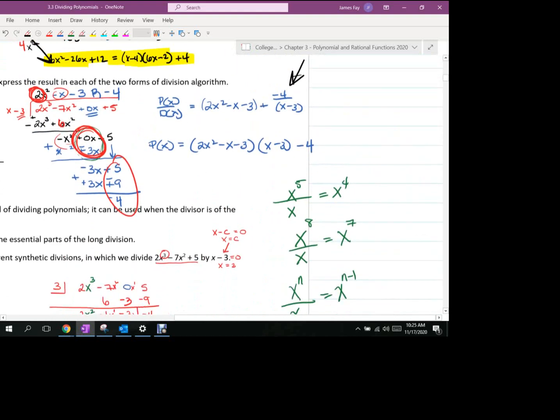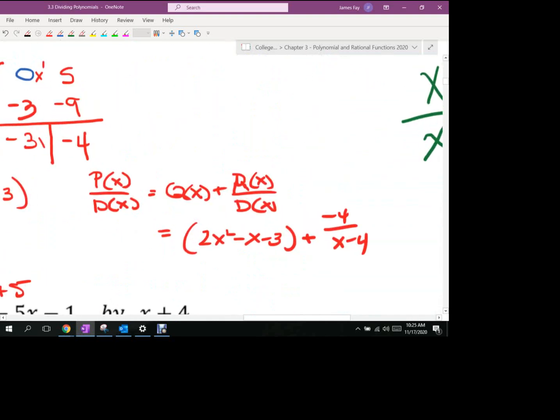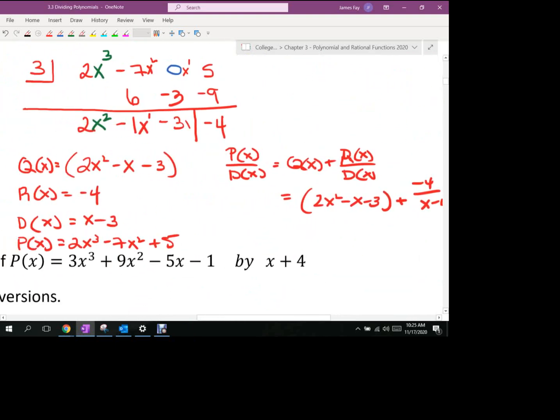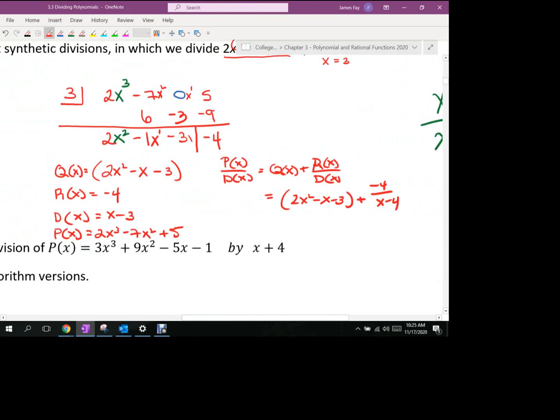Okay. Or they may ask me to write it in the format that p of x is equal to the quotient times the divisor plus the remainder. And I can write that then as 2x squared minus x minus 3 times x minus 3, and then plus my remainder of -4. And that's exactly what we had yesterday as well.